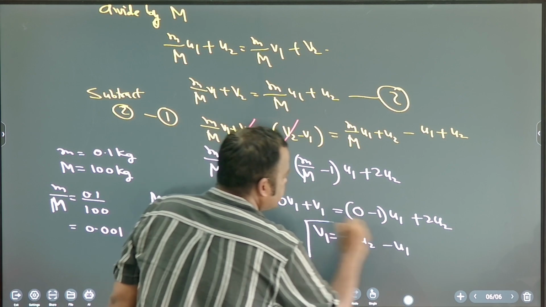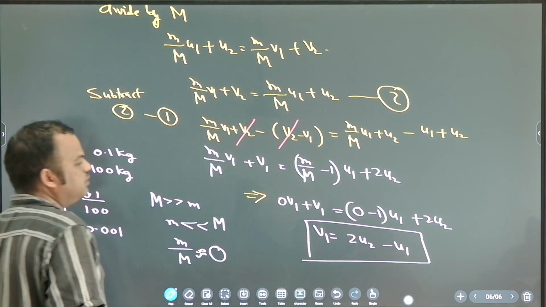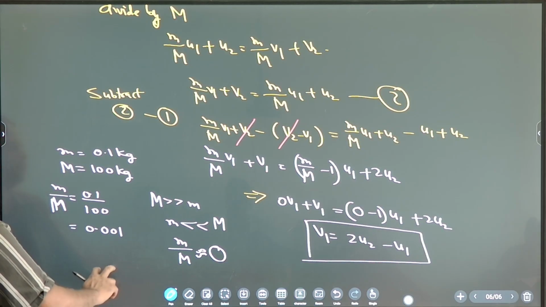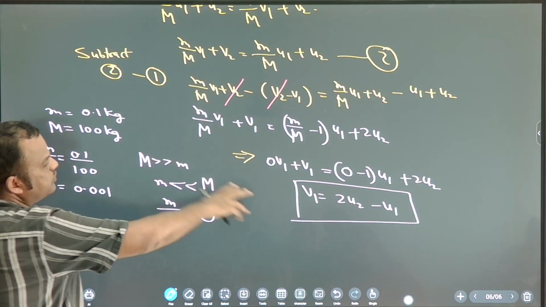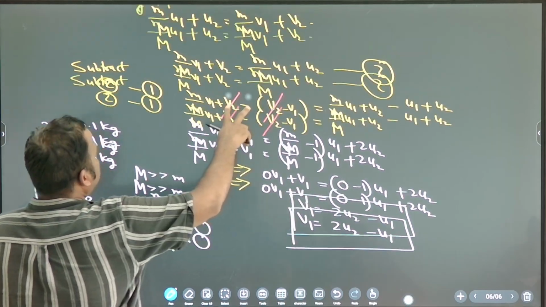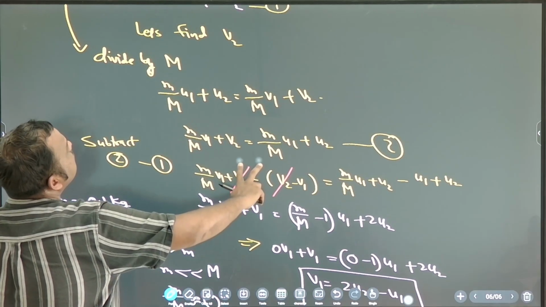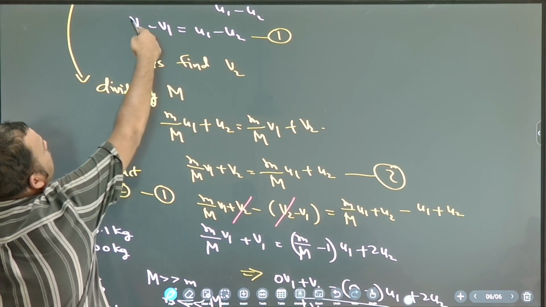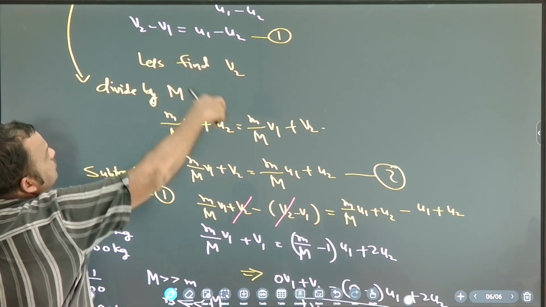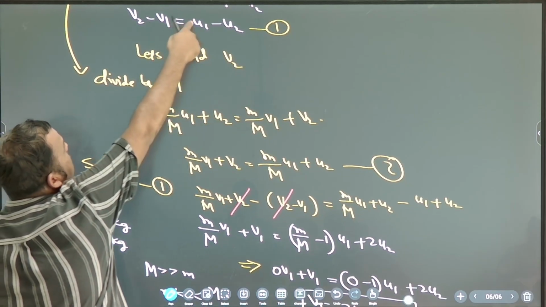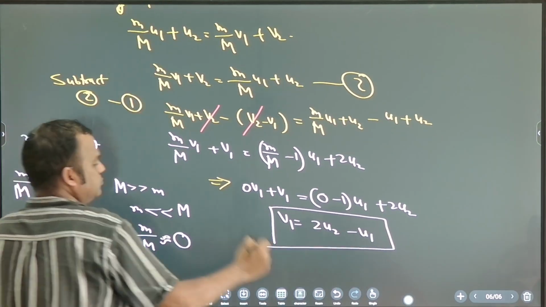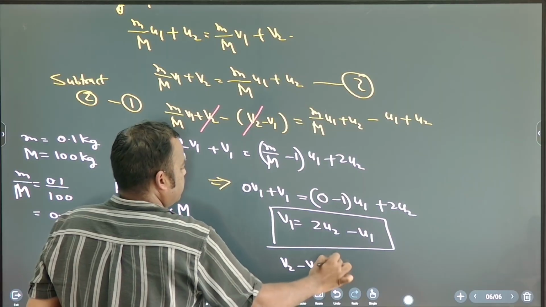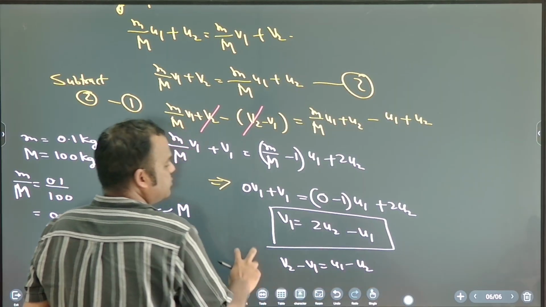So V1 is equal to 2U2 minus U1. Note down. And what is V2? For V2, you can use this: V2 minus V1 is U1 minus U2.